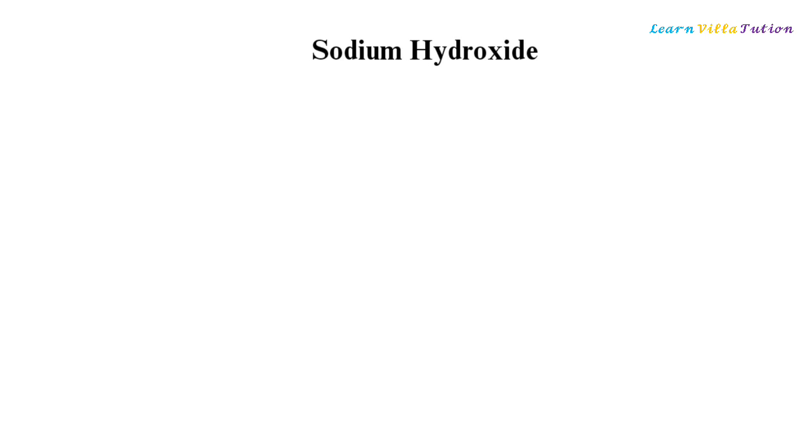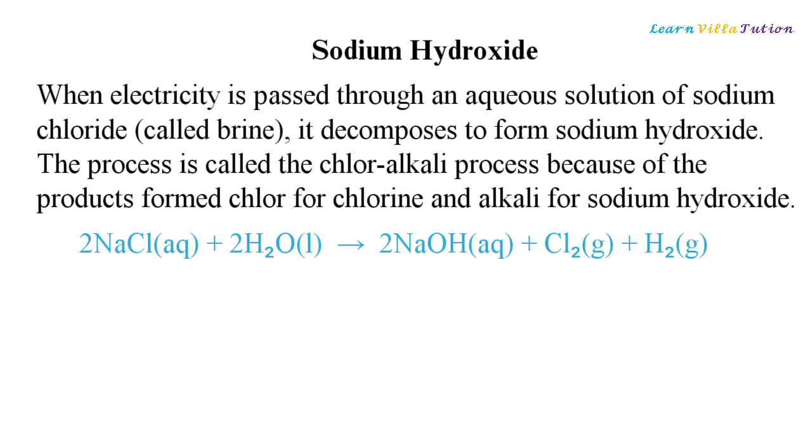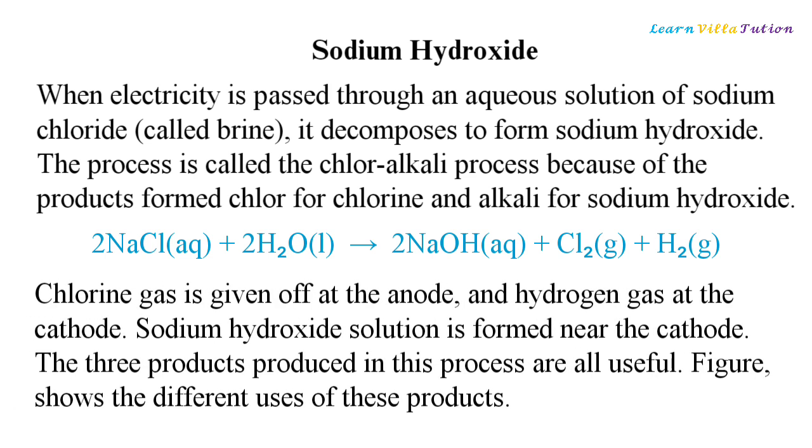Sodium hydroxide. When electricity is passed through an aqueous solution of sodium chloride called brine, it decomposes to form sodium hydroxide. The process is called the chlor-alkali process because of the products formed: chlor for chlorine and alkali for sodium hydroxide. Chlorine gas is given off at the anode and hydrogen gas at the cathode. Sodium hydroxide solution is formed near the cathode.